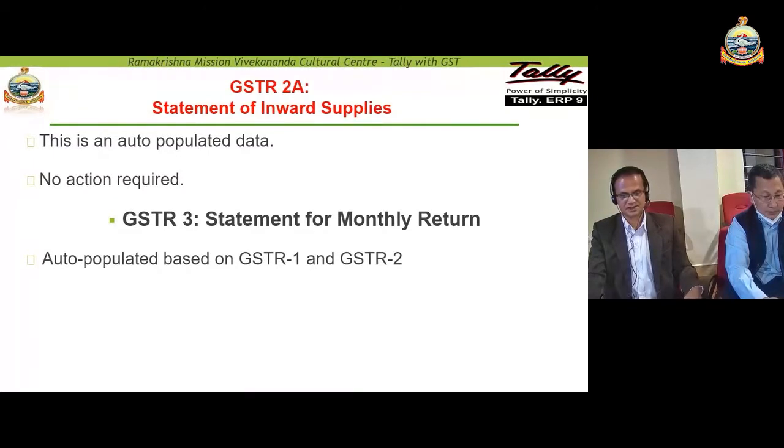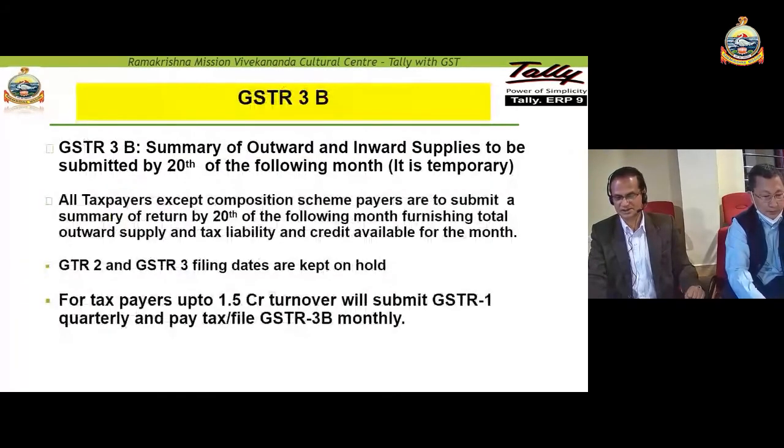And GSTR3 is auto-populated once again. It is based on your own GSTR1 and GSTR2. The liability register gets auto-populated after GSTR1 and GSTR2 are submitted. GSTR3B is a summary of GSTR3 return. Okay, it is a summary of outward supplies and inward supplies.